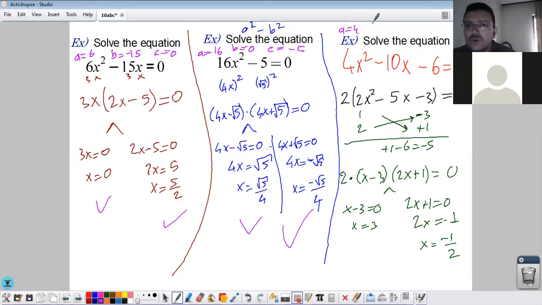And a number 4, b number minus 10, and the c number minus 6. Put them in the discriminant formula and find the two results.